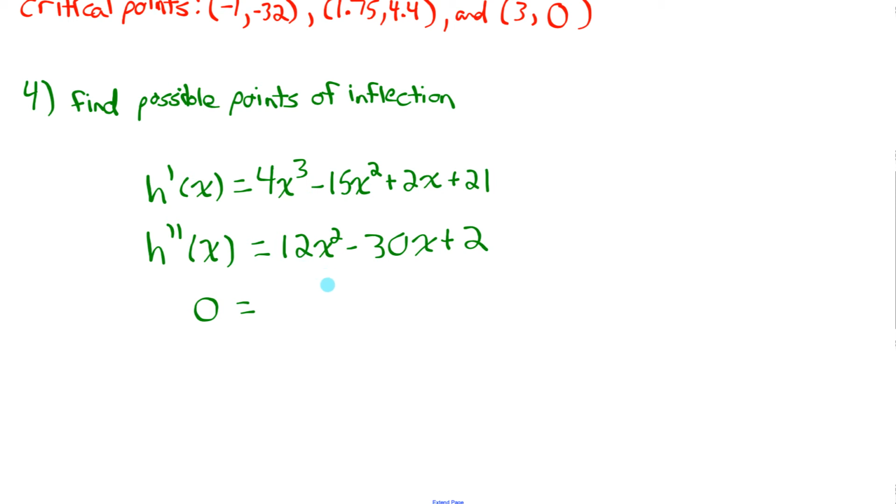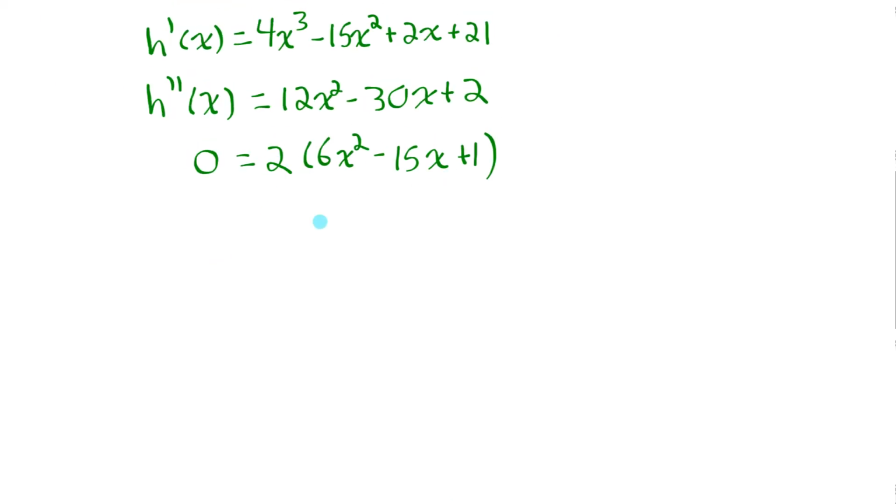I notice all those terms are even, so I'm just going to factor out a 2 right off the bat just to make the numbers a little bit easier to work with. So I've got 2 times (6x squared minus 15x plus 1). Now this product is 0 if this quadratic is 0. When can that quadratic be 0? Well, I'd hope to solve that by factoring, but there's no two numbers that have a product of 6 and a sum of negative 15.